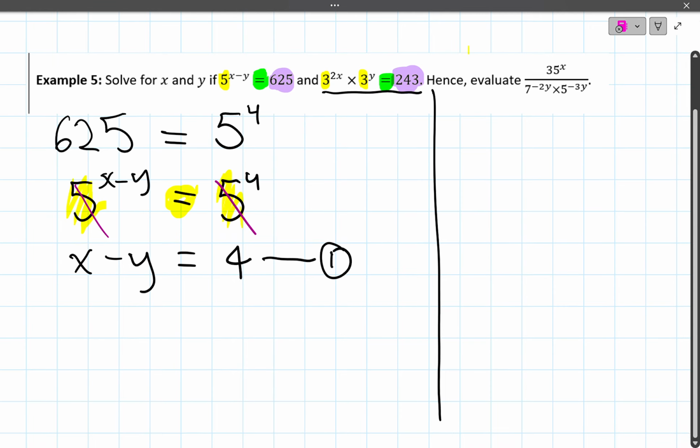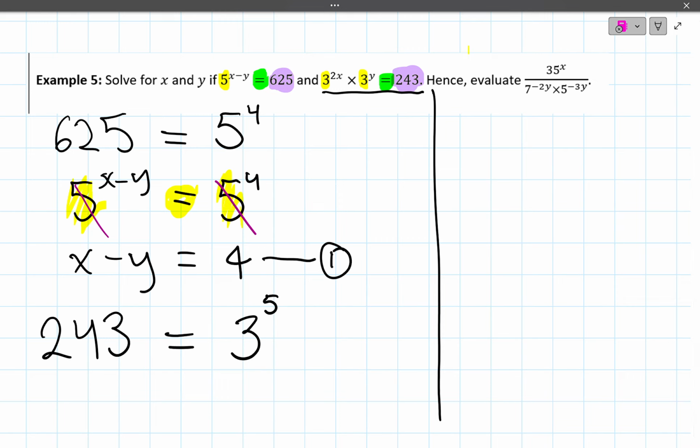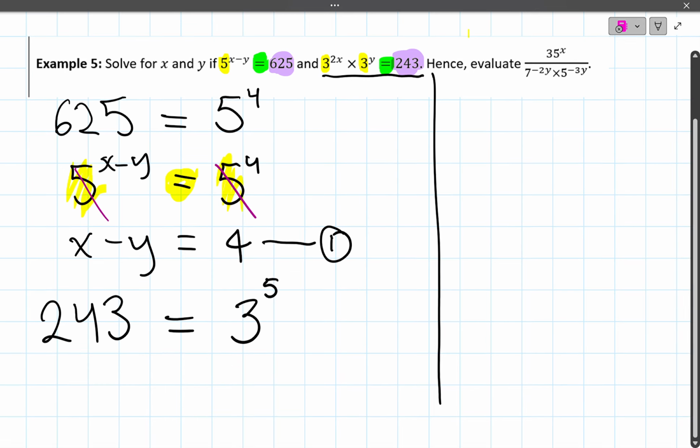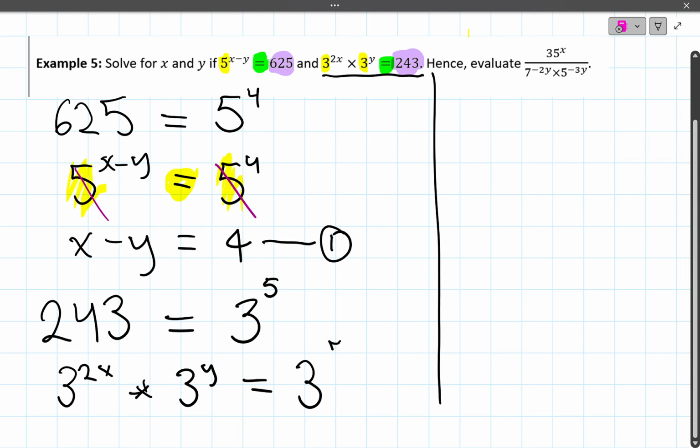Let's go to the next part here. We've got 3 to the power of 2x and 3 to the power of y, and then we've got this 243. So I want to think about what I can do with 243 to make a base of 3. And actually that's 3 to the power of 5. So you can times by 3, 3 times 3 times 3 times 3 times 3, and you'll get 243. Notice that you probably already know up to 81, so you don't need to count all the way from power of 2.